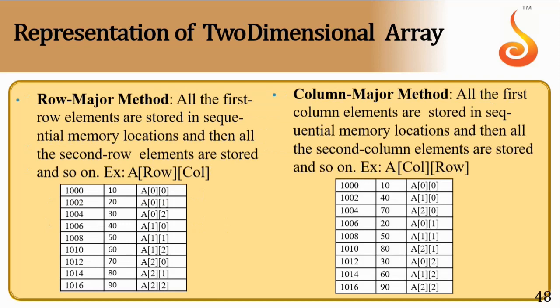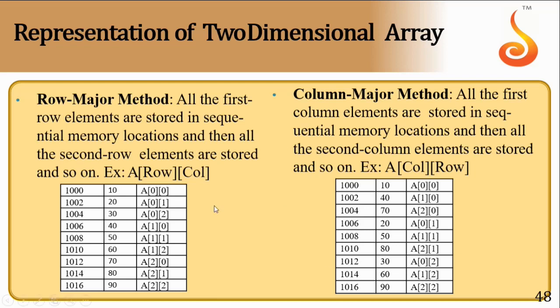In the row major method, all the elements of the first row are stored in sequential memory locations, and then the second row, that is, it stores row wise. The first row will come first, then the second row, and then the third row. That way it will go on storing the first row first, that is the 0th row, because the subscript starts from 0. If there are total 3 rows, it will start from the 0th row, all the elements will be stored, then the first row elements and then the second row elements. This is how it will store in row major.